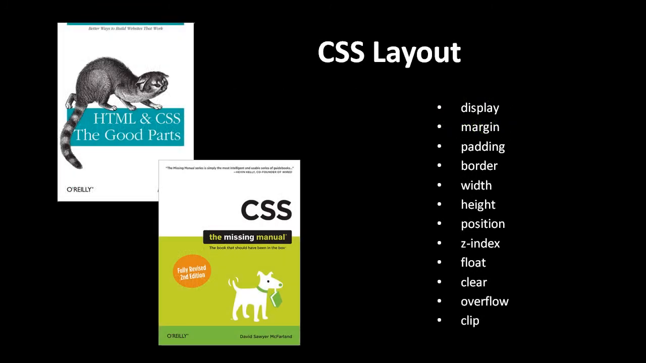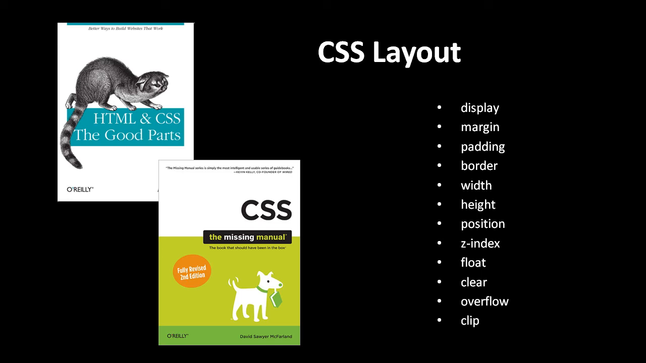So these few properties we've discussed, display, margin, padding, border, width, height, and a few others we haven't discussed, position, z-index, float, clear, overflow, clip. These are the primary properties we use to lay out our pages, to arrange all the elements into proper sizes and proper positions. I'm not going to go over position, z-index, float, clear, overflow, clip here, and I'm not going to go into some of the more subtleties of the ones we've already covered either.